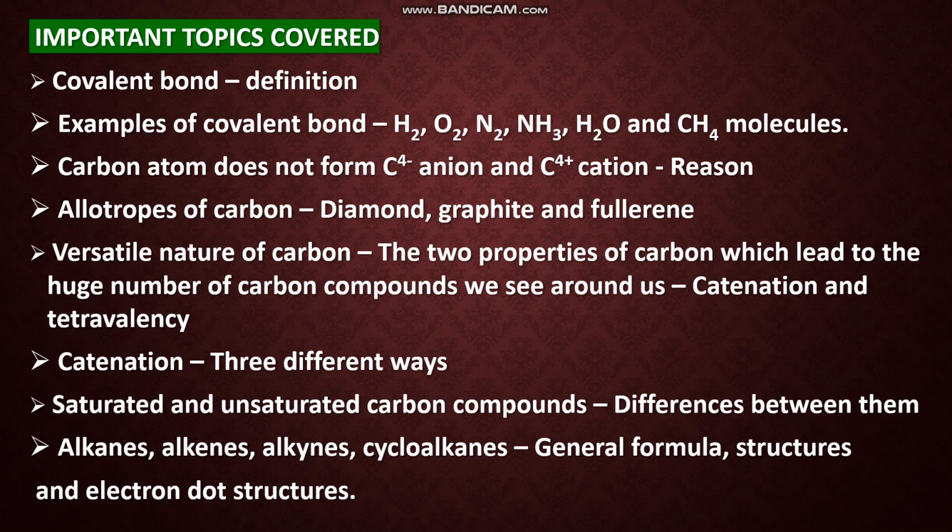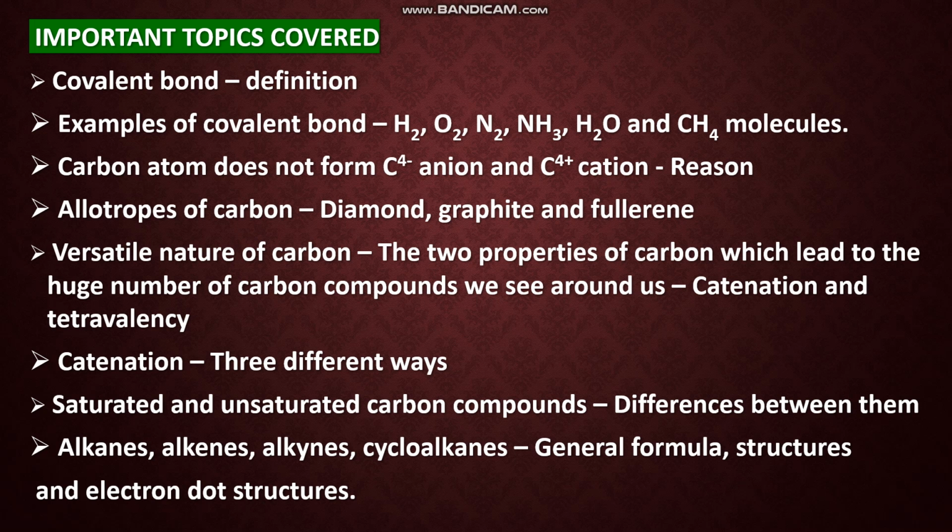That also you remember. Alkenes: one double bond is present in the molecule. Alkynes means one triple bond should be there. Cycloalkane means there should be a closed structure. Based on that, how to draw the different structures we have discussed in the previous videos.